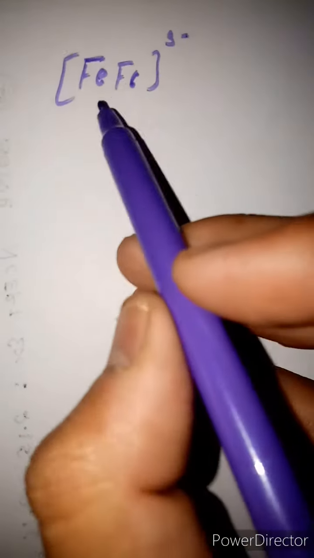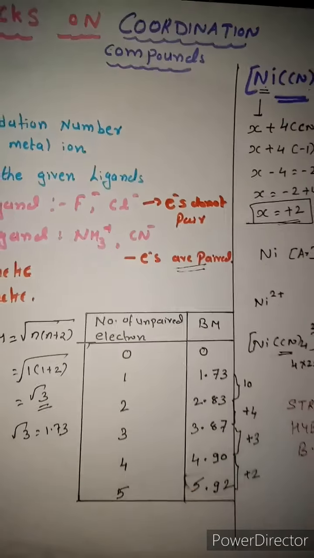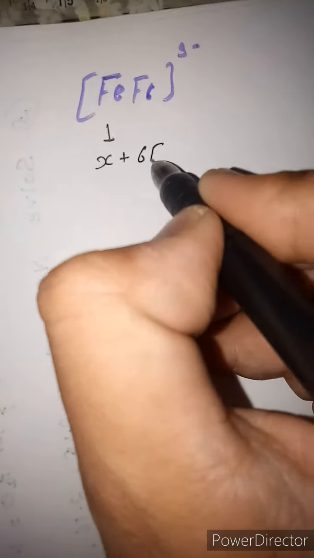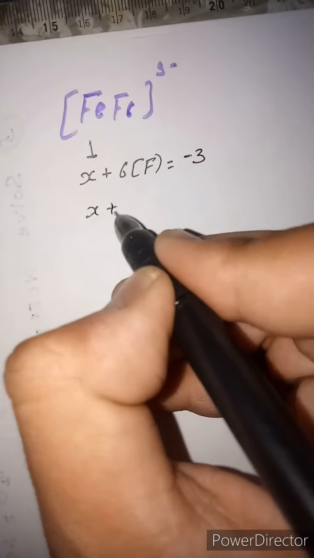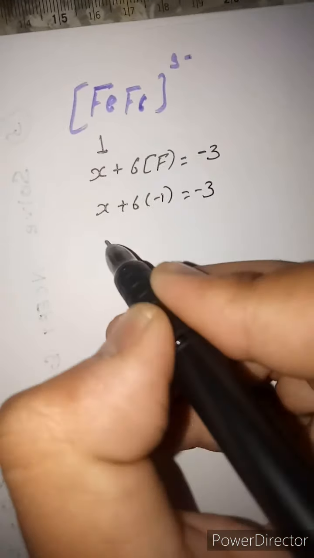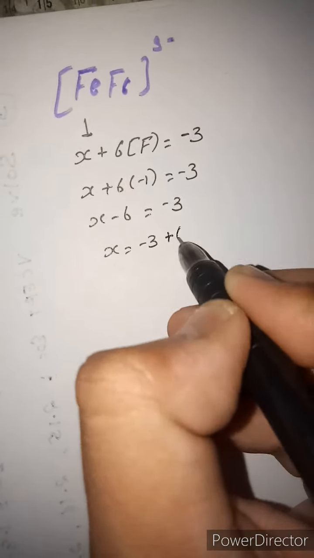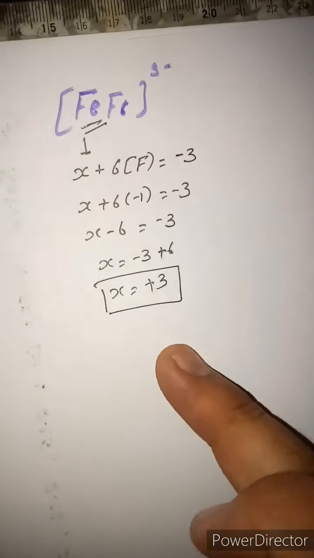Now children, let us solve FeF6 3 minus. Now you can see here, according to the rules, find the oxidation number of the central metal ion. So here, the central metal is Fe. So x plus 6F equals minus 3. So x plus 6 times minus 1 equals minus 3. x minus 6 equals minus 3. So x equals minus 3 plus 6, x equals plus 3. So Fe has the oxidation state of plus 3.